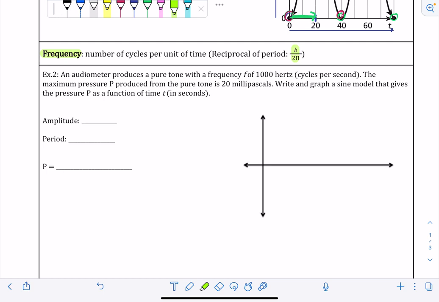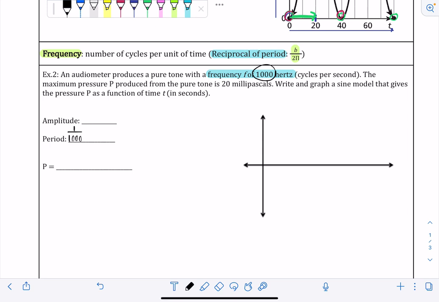Okay, so I'm going to skip amplitude for a second and go down to period. It doesn't tell us anything about the period, but it does tell us the frequency, which we know is related to period. It says that the frequency is 1,000 Hertz. And up here it says that frequency is the reciprocal of period. So if I want to find the period, I can just take the reciprocal of 1,000, which is 1 over 1,000.